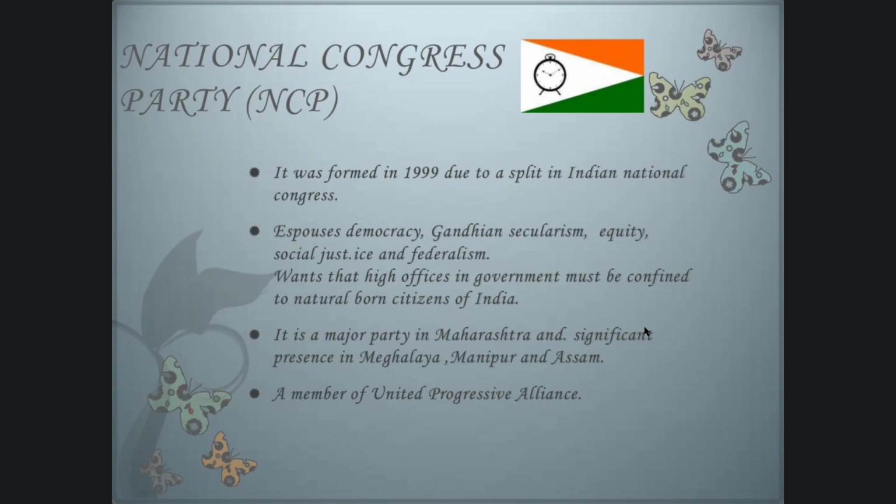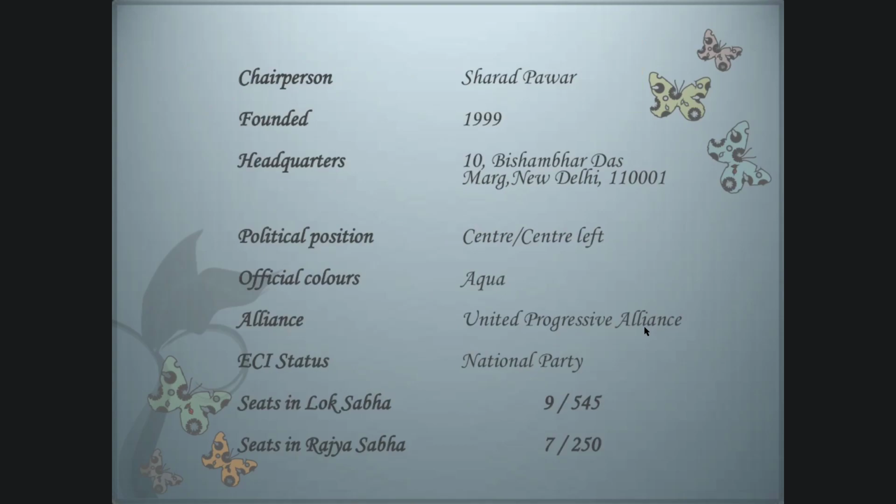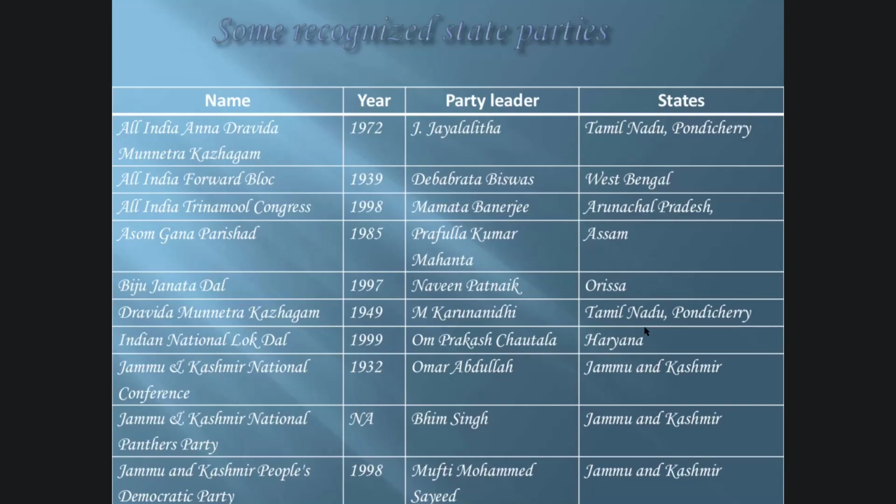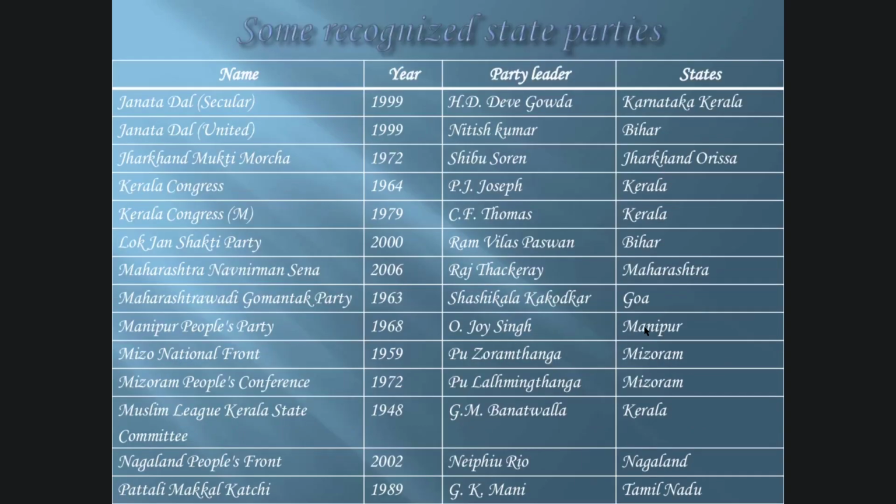A member of United Progressive Alliance. Chairperson is Sharad Pawar, now has been changed. Founded in 1999. These are the particulars of this party. Now, all these are some recognized state parties. Earlier, we have discussed the national parties. Now, this is the slide for the state parties.